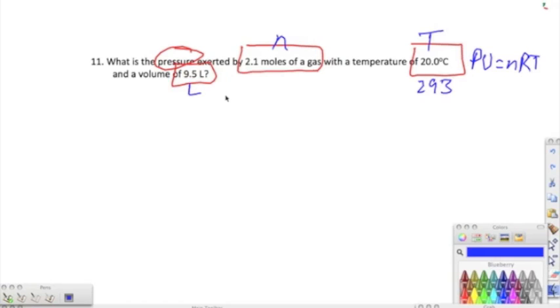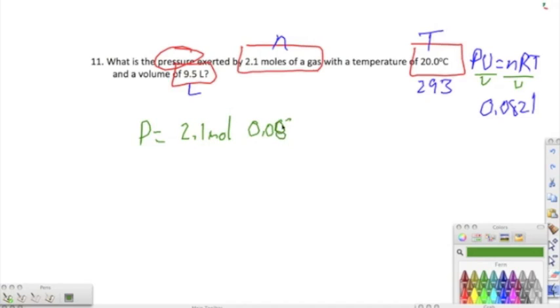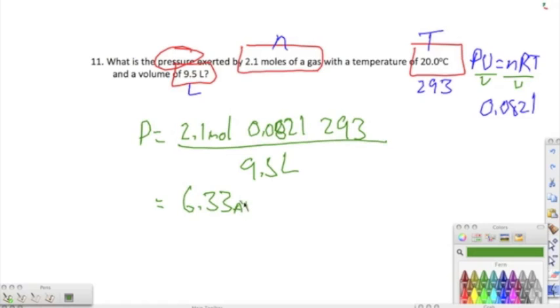Remember that you have to have liters, atmospheres, moles, and Kelvin. So our pressure is going to be in atmospheres. Remember that R is always going to be 0.0821 when we set it up. So we go ahead and write everything down, set it up. We're searching for pressure. Okay, so to get pressure by itself, we always divide by our volume. So we have P equals our moles of 2, our R, which is always the same, 0.0821, all times our temperature of 293 Kelvin, and then we divide that by our 9.5 liters, and we should get a pressure of 6.33 atm.